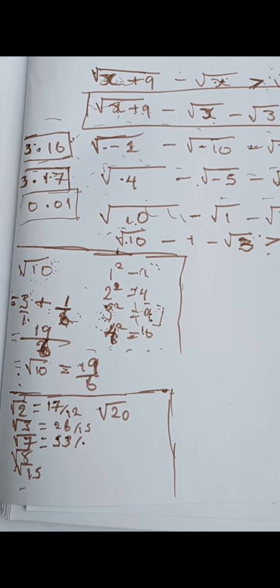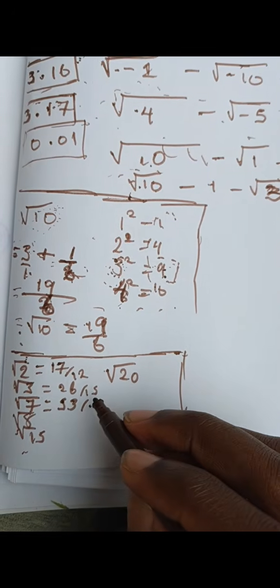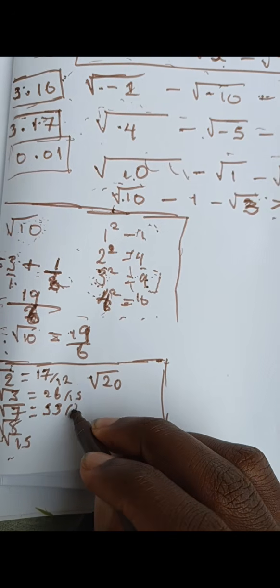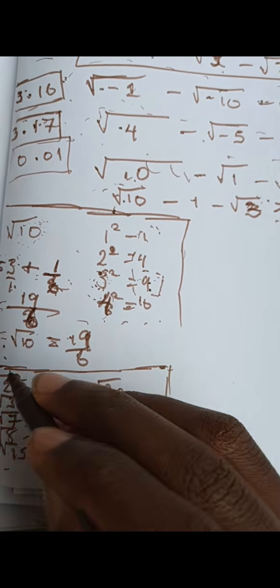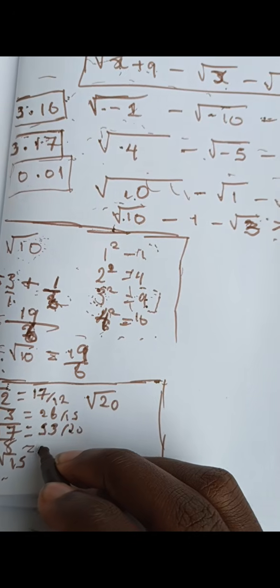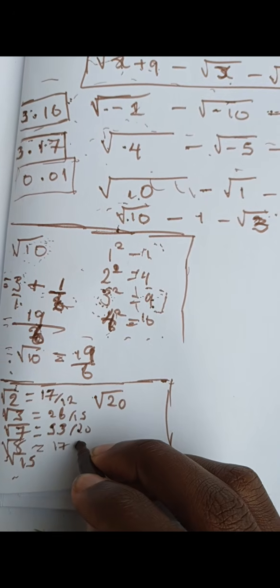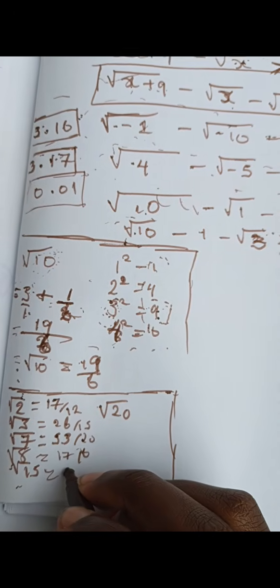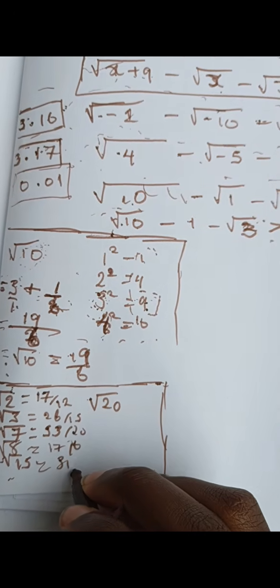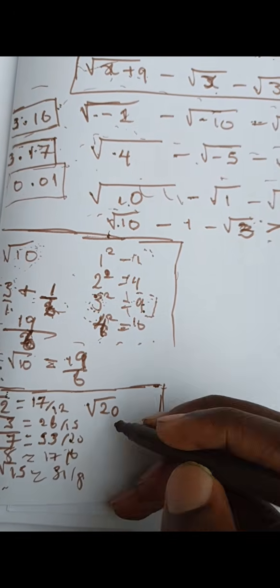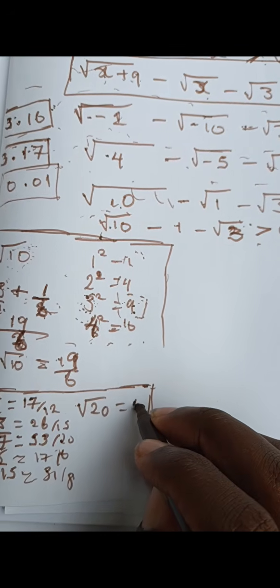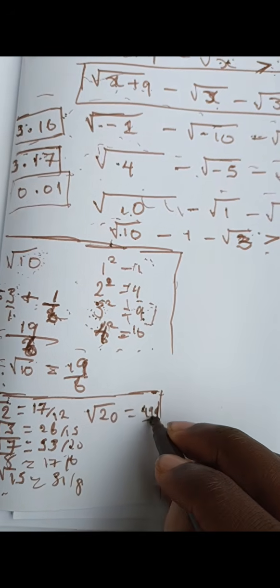So square root of 7 is 53 over 20. Square root of 8 is 17 over 6. Square root of 15 is 31 over 8. Then square root of 20 is 49 over 11.